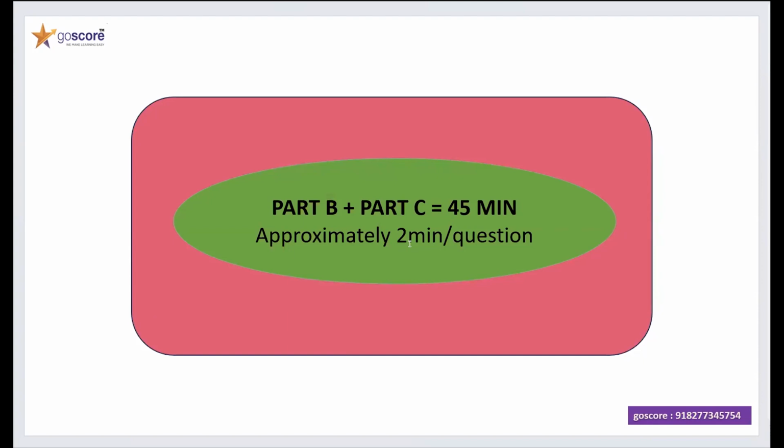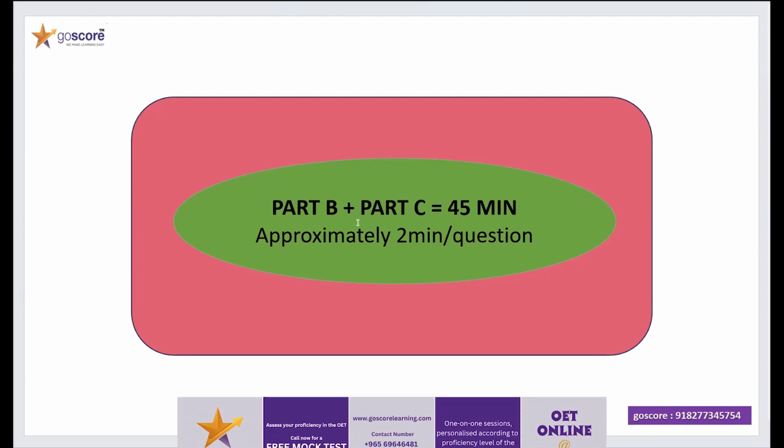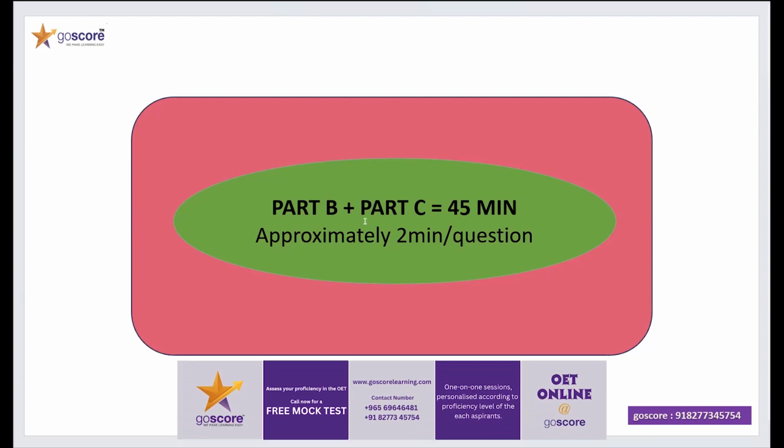That means approximately you will get 2 minutes per question. So in part B, you can take maybe 12 minutes maximum, so that you will get 33 minutes in your part C. So it's up to you. If you complete within 10 minutes, you'll get more time in your part C.